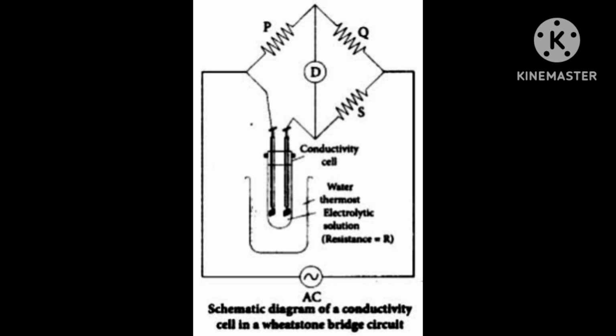L is the length of the solution. Suppose you have taken the solution in a conductivity cell. What was its length? What was its cross sectional area? A is the cross sectional area, L is the length, and rho is the resistivity, but rho is equal to 1 upon kappa, inversely proportional. Kappa is the conductivity.